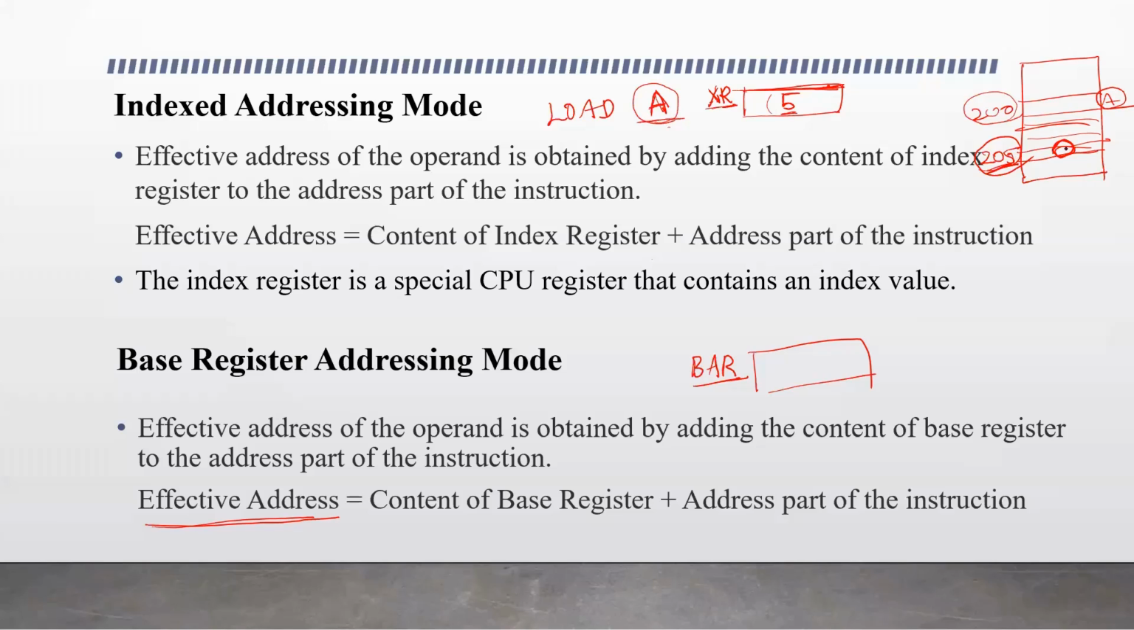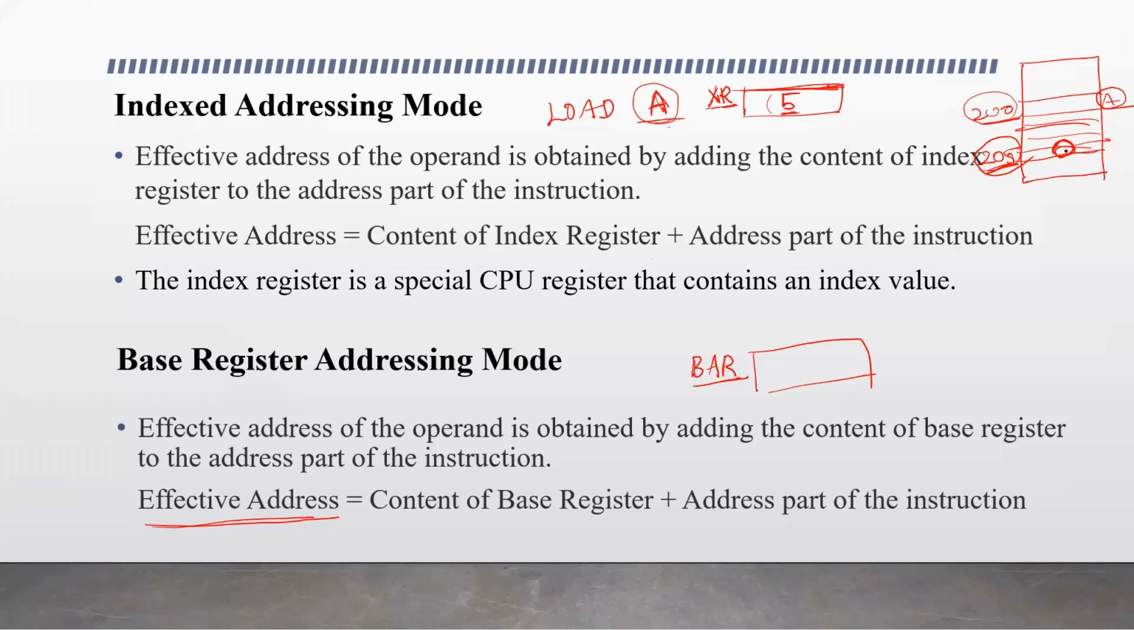Here, to access the fifth element in the array, the index register is holding the value 5, and the address given in the instruction is A. If you see in memory, the address is 200. So this A is added to the index register: 200 plus 5, we get the address 205. At this location, we get the operand.